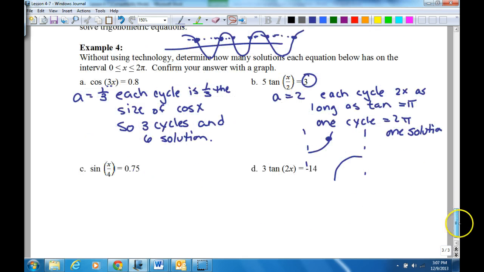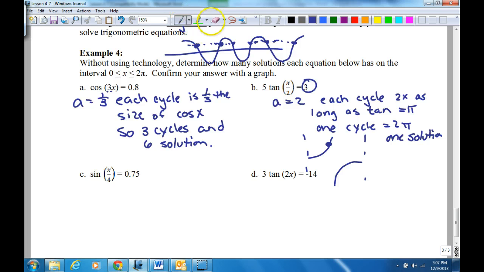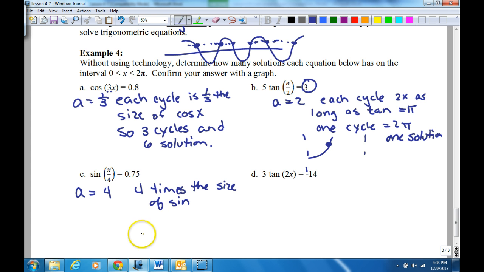Okay, so we got 2 more to go through here. Okay, so what's my A in this one? 4. Good. So would it be each cycle is 4? Yep, 4 times the amount of regular. Okay. And then, so how much of a cycle do you have between 1 and 2 pi then? Not even 1. Because usually you have 1 cycle between 1 and 2 pi, right? But if this is 4 times the length, you only have 1/4 of a cycle between 0 and 2 pi.